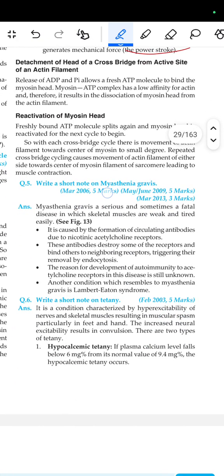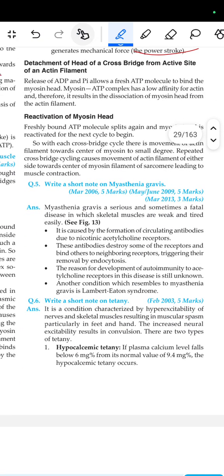Next, detachment of the head of the cross bridge from the active site of the actin filament. Release of the ADP and the phosphate allows a fresh ATP molecule to bind the myosin head. Myosin ATP complex has a low affinity for the actin and therefore it results in the dissociation of the myosin head from the actin filament. Reactivation of the myosin head: the freshly bound ATP molecule is split again and the myosin head is reactivated for the next cycle to begin.